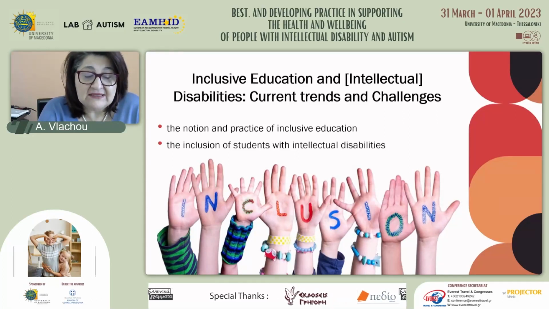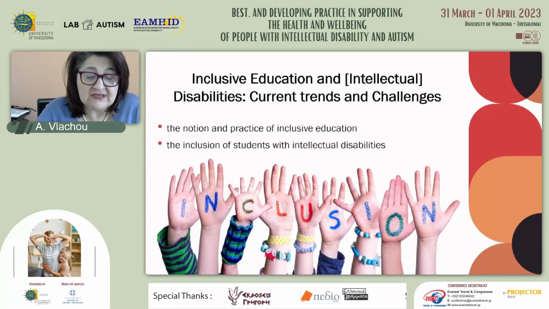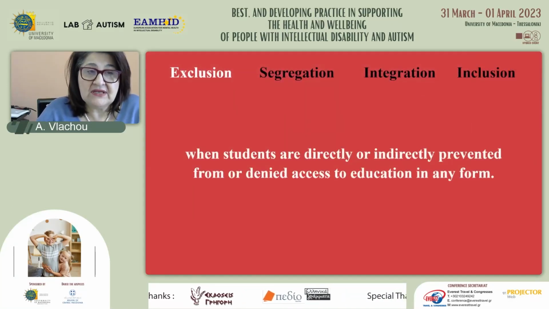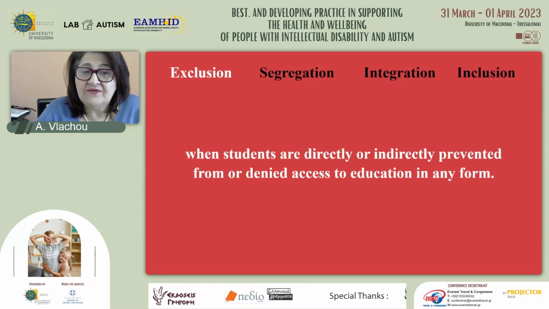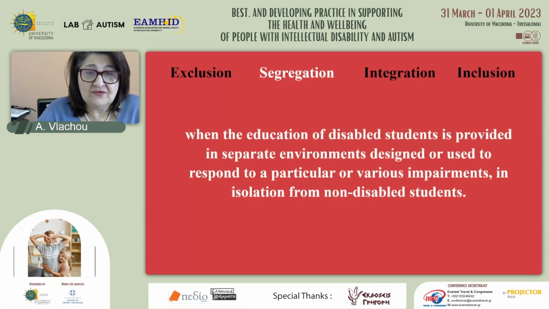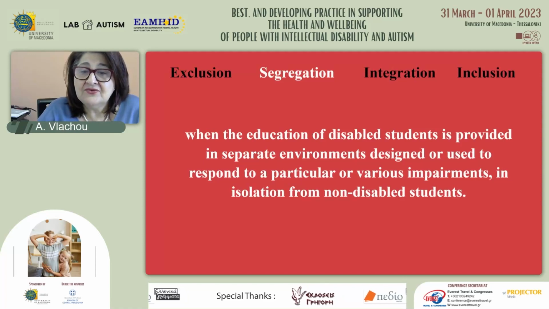For this reason, the United Nations developed the General Comment that clarifies in a very concrete way the notions of exclusion, segregation, integration, and inclusion. According to it, exclusion is when students are directly or indirectly prevented from or denied access to education in any form. Segregation is when the education of disabled students is provided in separate environments designed or used to respond to a particular or various impairments in isolation from non-disabled students.